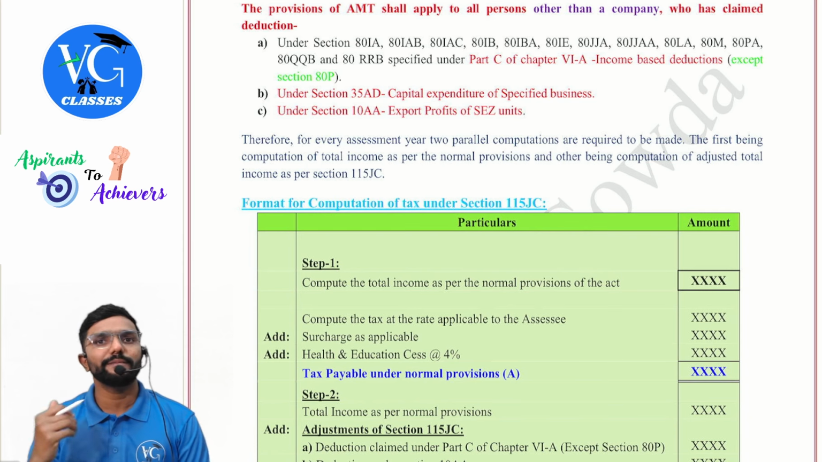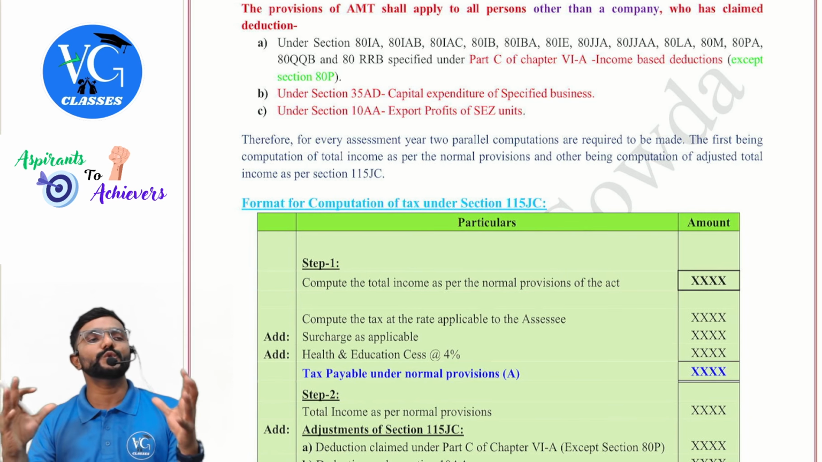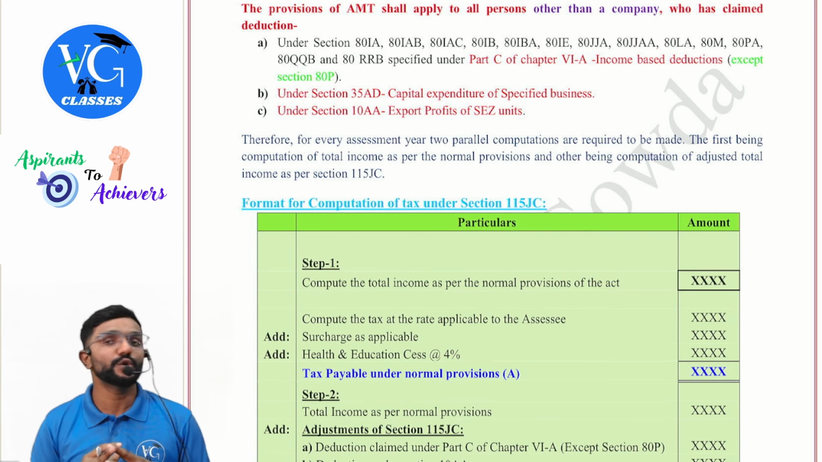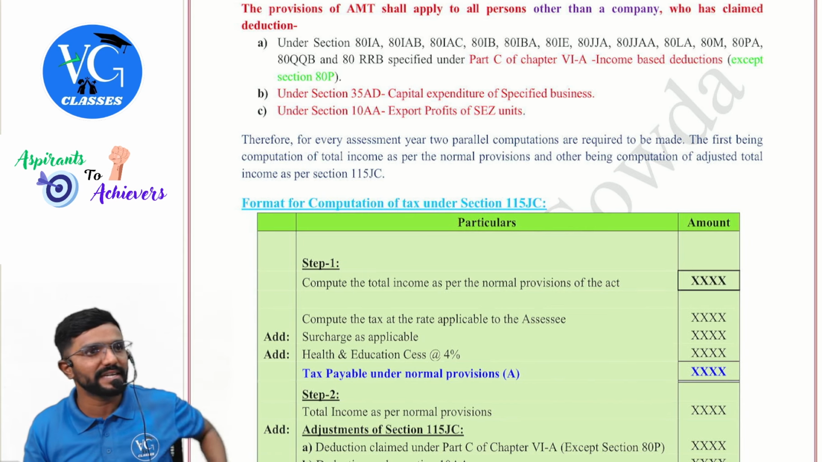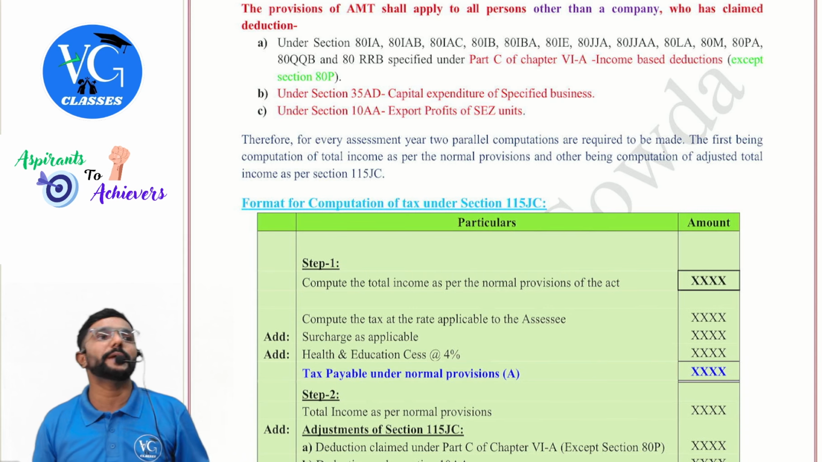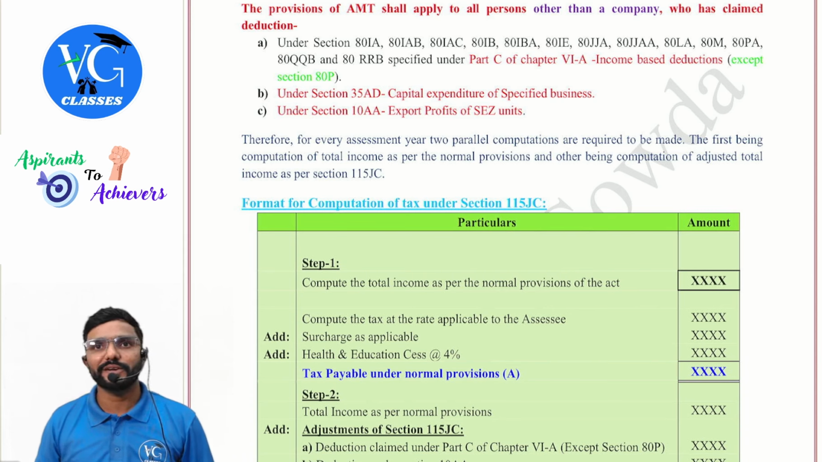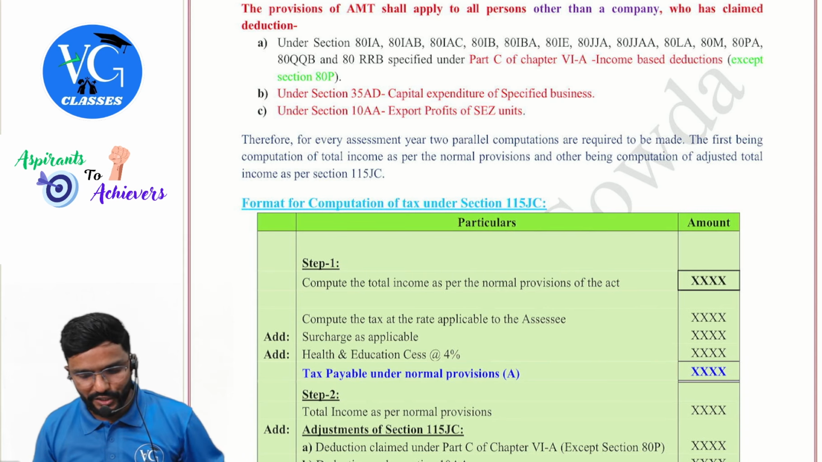And when AMT is applicable, we have to do two calculations. One is as per the normal provisions, whatever we have learned till the last chapter. The other one is the AMT calculation. The other one is the AMT calculation, guys.